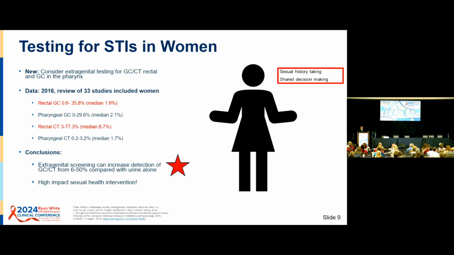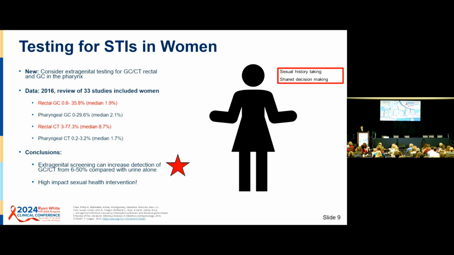So what's new about testing for women? Really, it's about expanding our testing. Part of this is, again, taking your sexual history. You've already done that. You do the 5 Ps. It's also about shared decision making. So why was there a change in the guidelines to expand to extragenital testing to women?